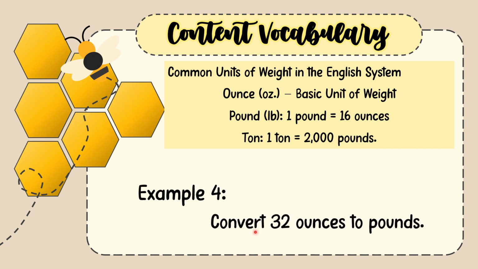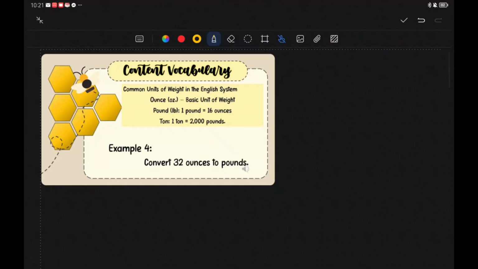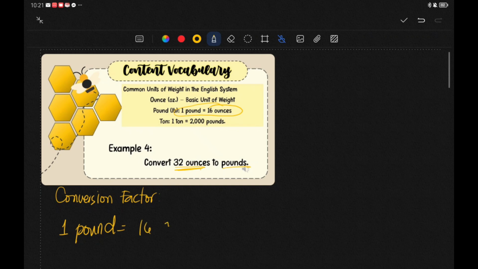So we have here convert 32 ounces to pounds. For example number 4, we are to convert 32 ounces to pounds. So we are going to choose our conversion factor. We are going to look for ounces and pounds. So this is what we are going to use. 1 pound is equal to 16 ounces.